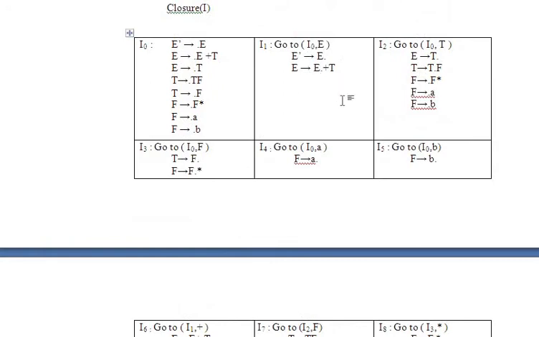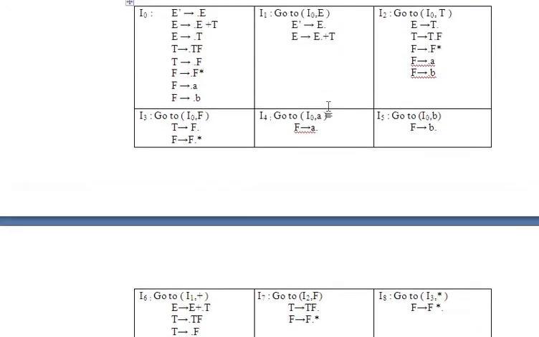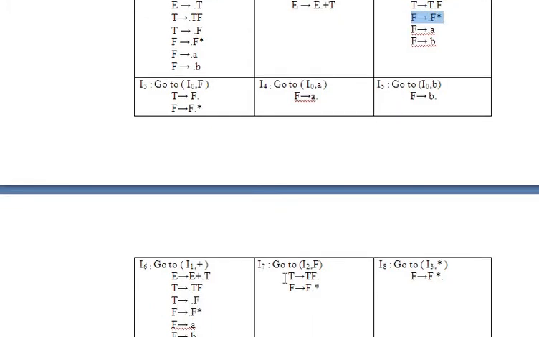Next, this production is complete. So next, I2 move on F. Here this production is complete, so no need to move the dot for this. So in your I2 productions, the dot is moved after F. So T gives TF dot and F gives F dot star.